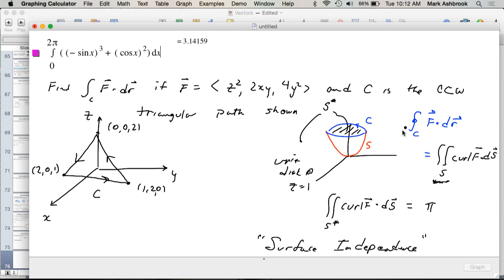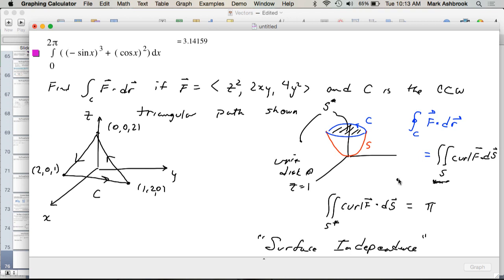So we could have, what's another one? What's another surface that would have this flux integral of pi? Can you imagine another one? Like a lower hemisphere? Yeah, so if we did a sphere, a hemisphere, either way. You could do the top half of the sphere or the bottom half of the sphere. A cone, right? A cone that has C as its boundary. So any open surface that has C as its boundary is going to have a surface integral of the curl of F of pi. So that's the idea of surface independence.